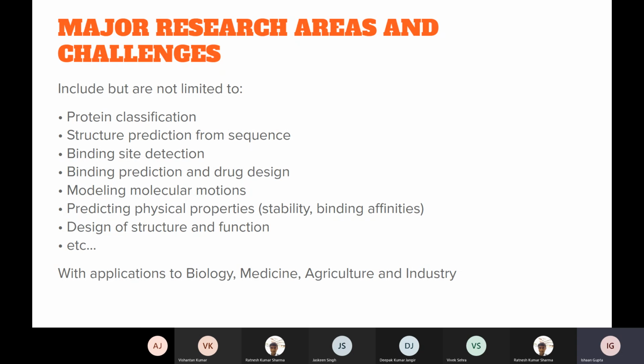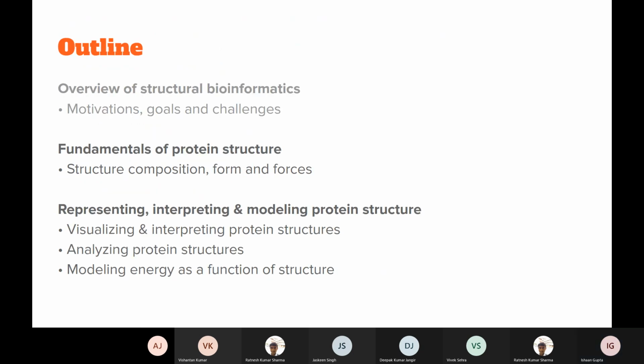You can do prediction of simple physical properties such as stability and binding affinities, and you can also design the structure and function of new proteins using synthetic biology. And these would have applications in biology, medicine, agriculture, and industry. All right. So now I'm going to talk about some fundamental ideas of protein structure.